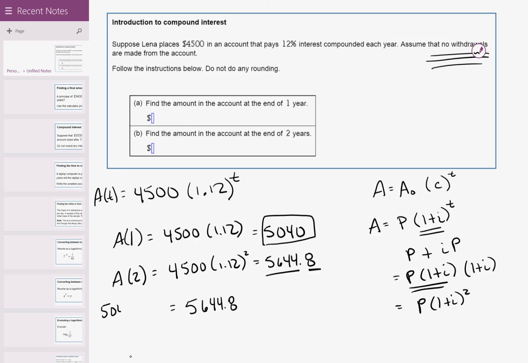I also want to point out that this instruction to not do any rounding is unusual in a financial problem. In financial problems, we usually round to 2 decimal places because that's how we count money in this country. We count to the cents.